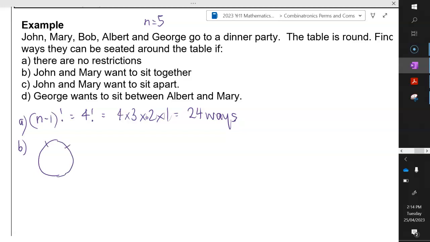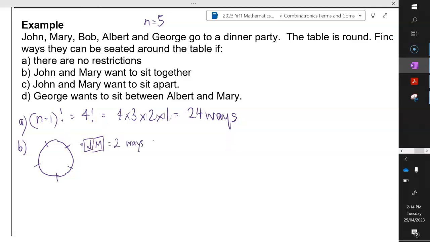So I've got 1, 2, 3, 4, 5 spots. John and Mary need to sit together. So we've got John, we've got Mary. They're sitting together. They're going to take 2 seats. But we don't know if, say for example, John takes this seat up here, then Mary's going to either take that seat there or that seat there. Okay, so we don't know if Mary's going to be to the left of John or to the right of John. So there's basically 2 ways that they can take their positions.